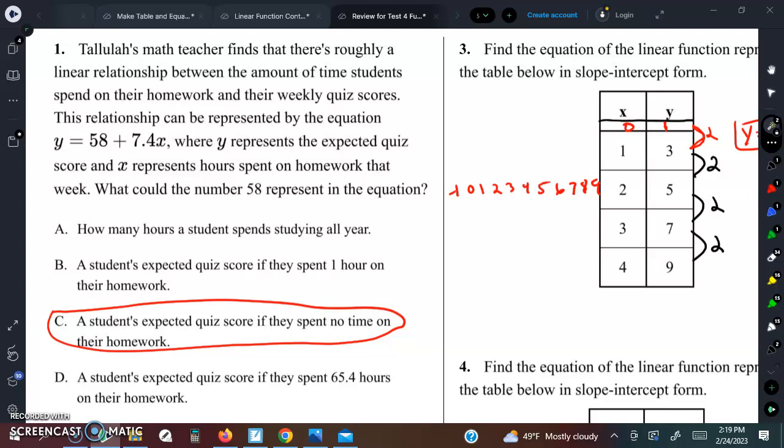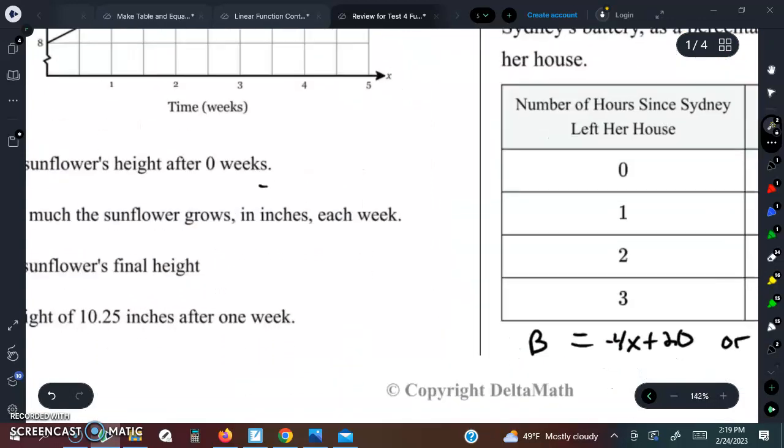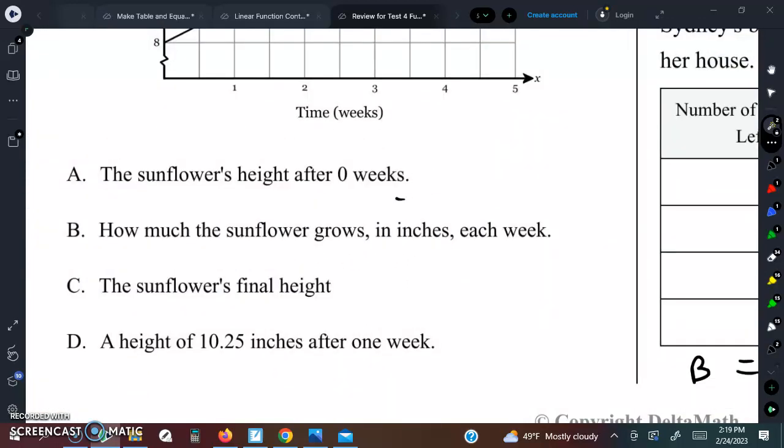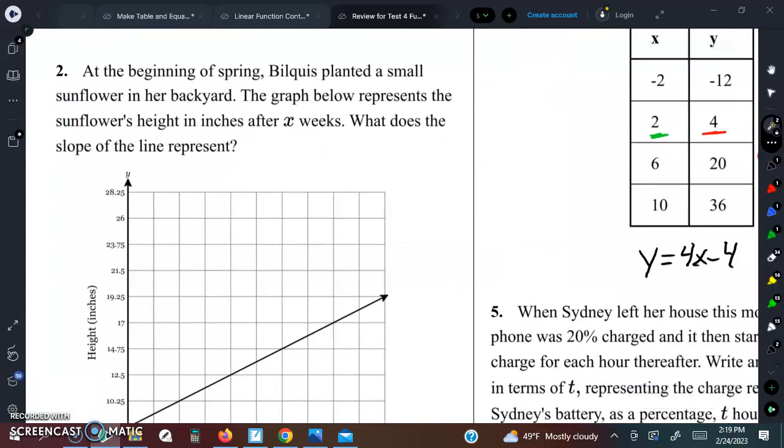Alright, let me take a look at another one. This is number 2 here, and this is essentially the same thing. It's multiple choice as well, but it deals with a graph. In this question, it says, what does the slope of the line represent?